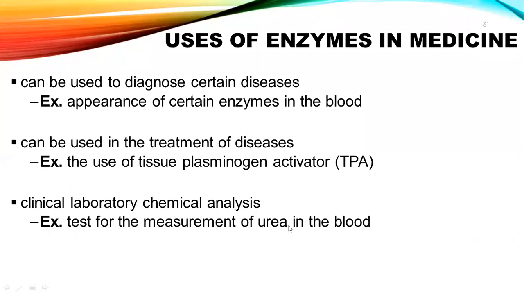So again, it's still being used to diagnose certain diseases, whether you have high urea, for example, just an example for a lot of substances. So instead of looking for a particular product or substance in the blood, we're looking for a particular enzyme. Again, it's used for chemical analysis. The presence of one enzyme could signal the production of a particular product. So again, it's still the same as using the enzyme to diagnose certain diseases.